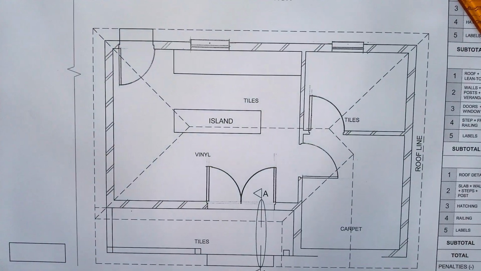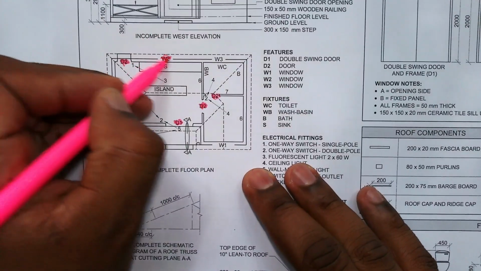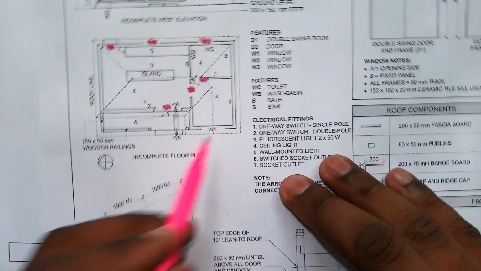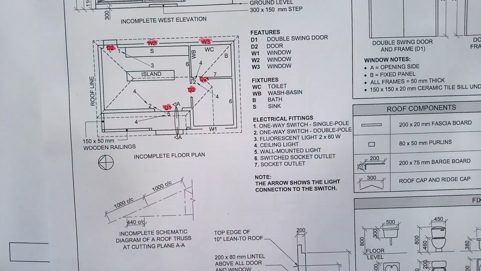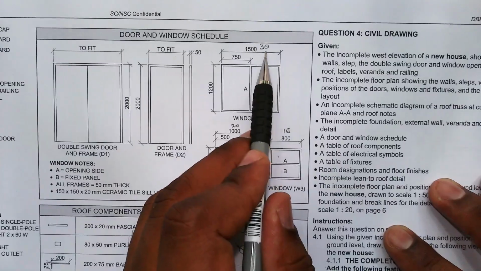Okay, so I've added window 2 there. I can mark that off. I also have window 3. I can mark that off. So now I have to add window 1. Okay, so where is window 1? Window 1 is here, right? And the width of this window is 30.